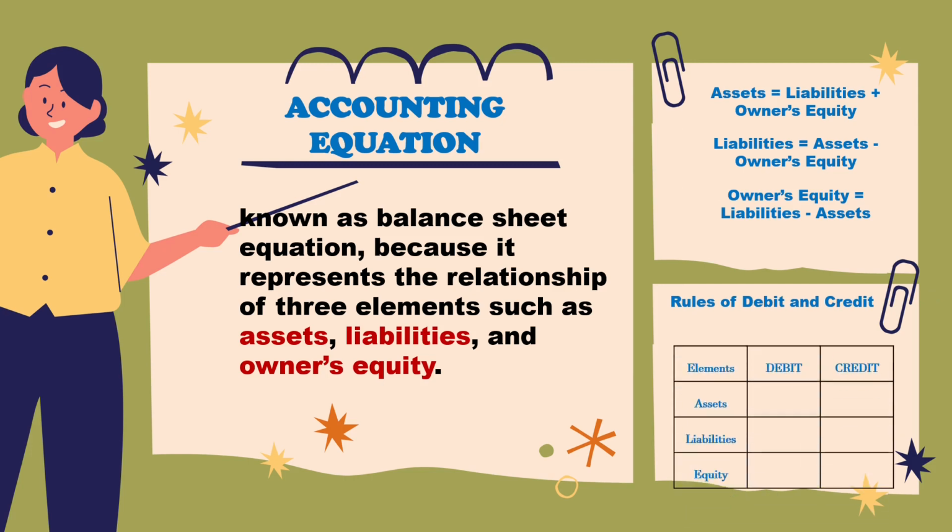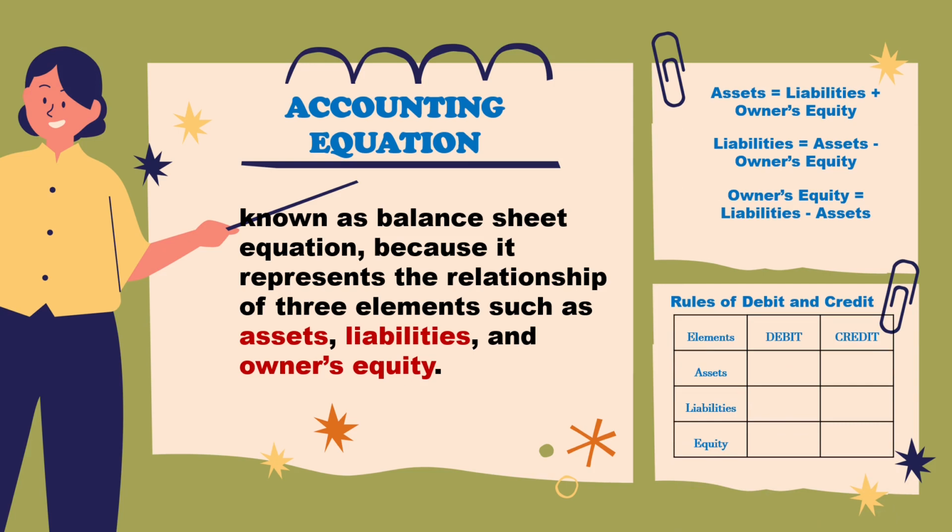Okay, so we have three elements of the accounting equation. We have assets, liabilities, and equity. Kapag nag-increase si assets, nasa debit side yan. Kapag nag-decrease si assets, nasa credit side. Kapag nag-decrease si liabilities, nasa debit side yan. Kapag nag-increase si liabilities, nasa credit side yan. Kapag nag-decrease si equity, nasa debit side. And kapag nag-increase si equity, nasa credit side.